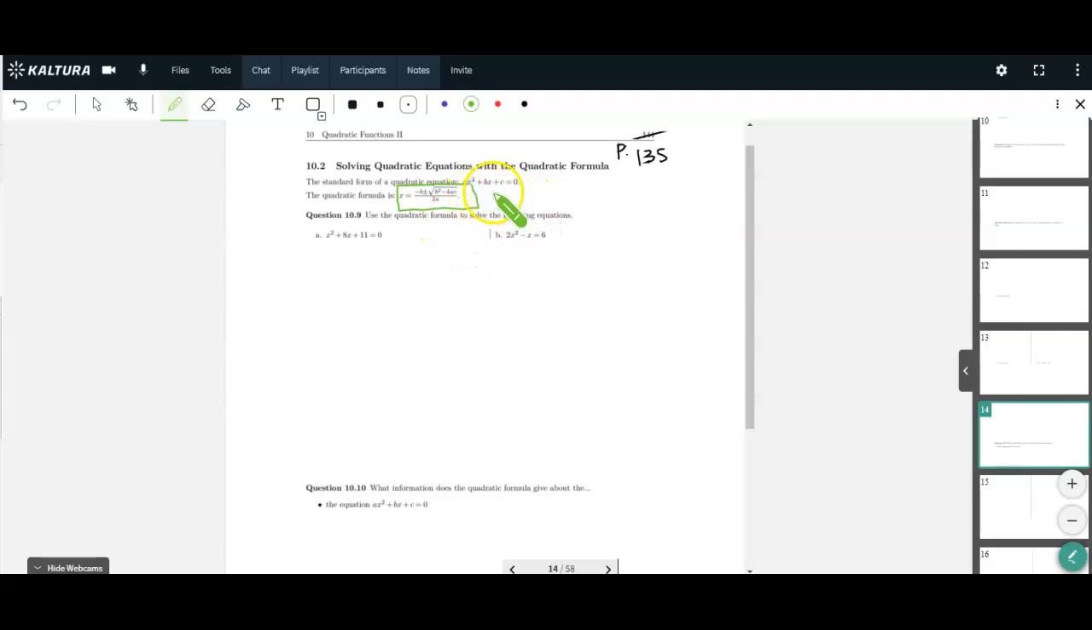But in order to use the quadratic equation, we've got to notice that we're going to have something in standard form like we have here on part A. And it needs to be in that form, so everything is on one side of the equation and the other side is equal to 0. And then you'll notice ax squared plus bx plus c. So that a, b, and c correspond with the a, b, and c that you see here in the quadratic formula.